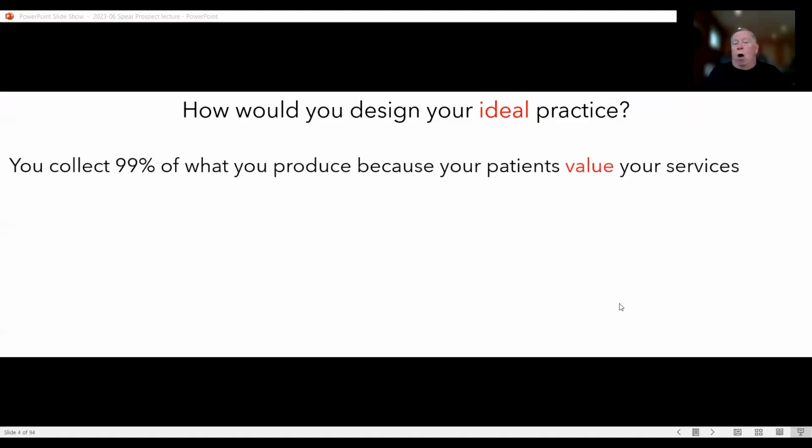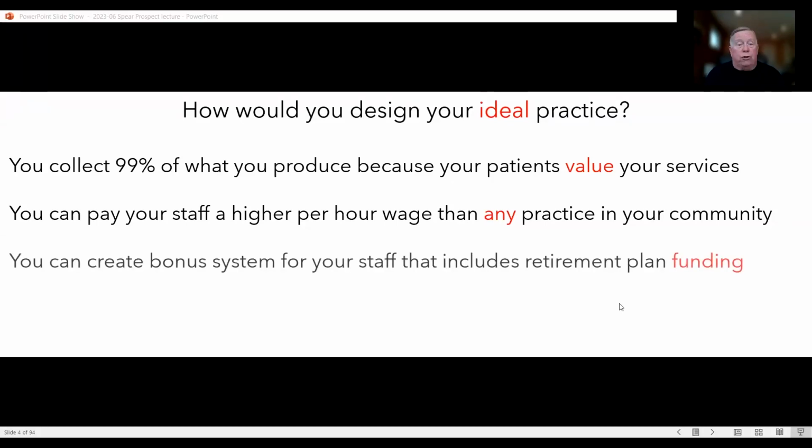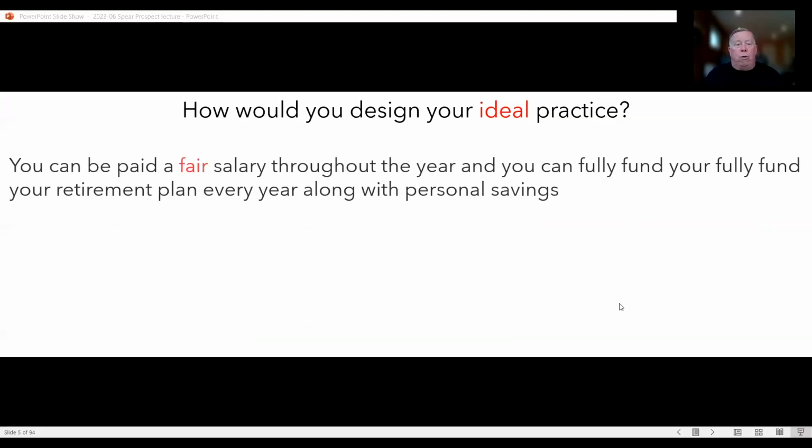You're going to collect almost 100% of what you produce because your patients are going to value your services. You're going to be able to pay your staff a higher hourly wage than any practice in your community, and you can create a bonus system through retirement planning funding for your staff that they won't be able to get anywhere else. Your staff benefit package and your office culture are going to encourage long-term employee retention, which again is going to decrease overhead as well as the managerial stress that you have.